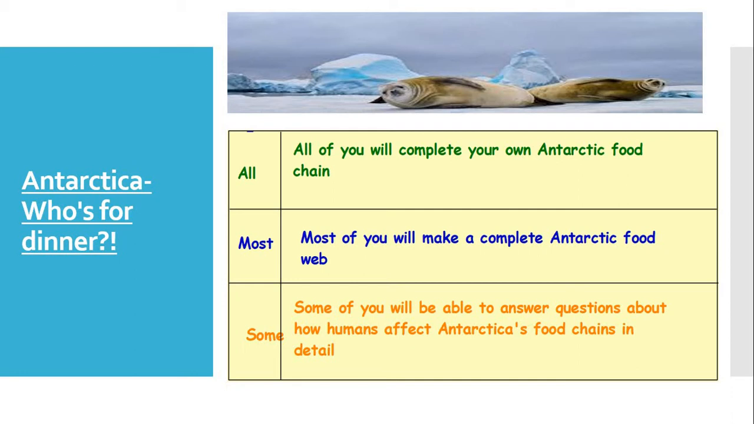And our objectives are: all of you will be able to complete your own Antarctic food chain. Most of you will make a complete Antarctic food web, and some of you will be able to answer questions about how humans affect Antarctica's food chains in detail. So you can pause it to write the title down, or you can follow me to the next slide.